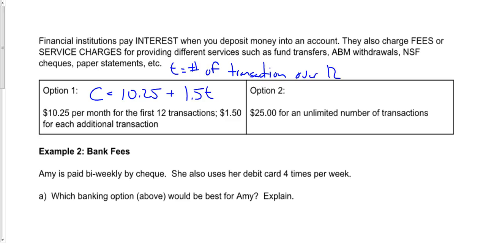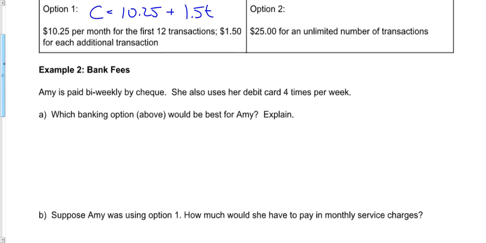Option number 2 is $25 a month for an unlimited number of transactions. So it doesn't matter, you can make 1,000 transactions or 1 transaction, you pay $25 per month in option 2. So let's take a look here at this bank fee example.